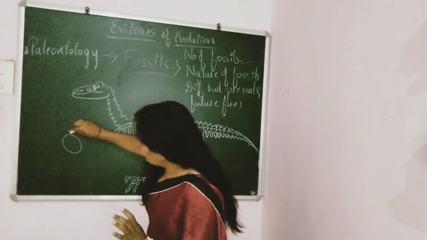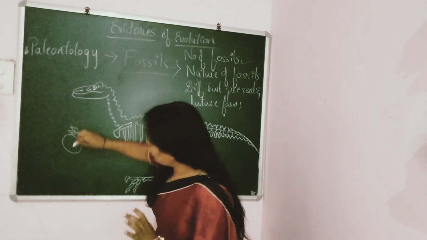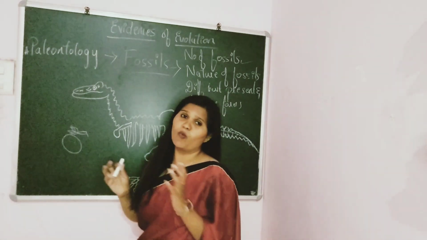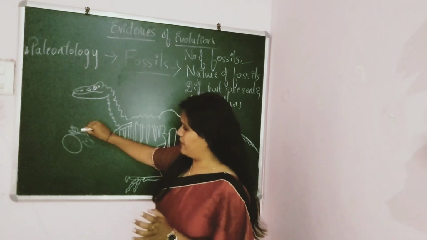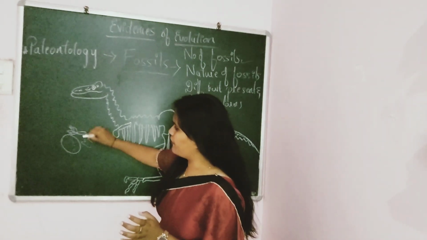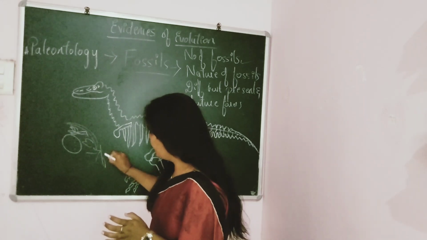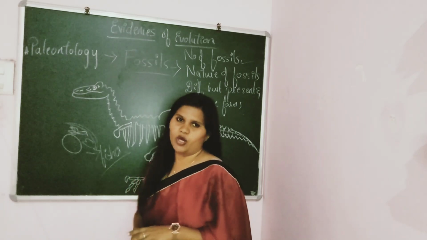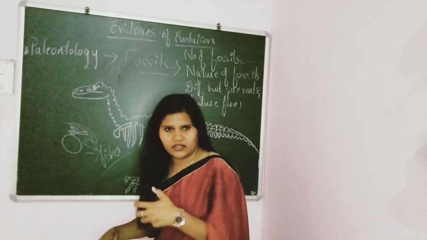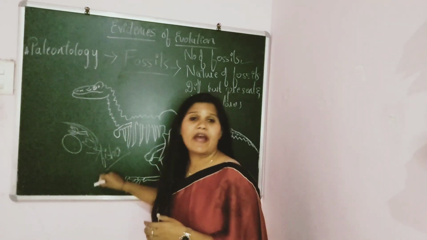During that period, only the fishes were there, as I don't know the diagram neatly, so the fishes were more in that time. So if this is the earth, on this surface we can find the fishes, because fishes are the first vertebrates. Okay, so if we dig the earth deeper and deeper, in the innermost layer we will find the fossils of the fishes.